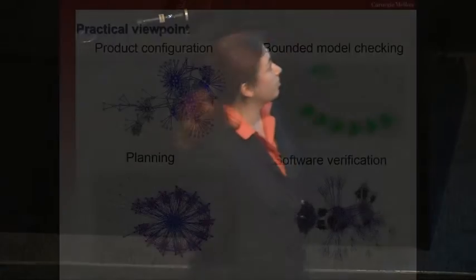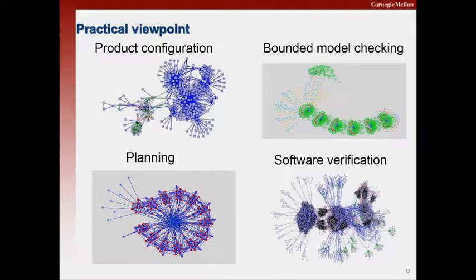So here I put some graphical representations of a number of practical problems like product configuration, model checking, planning, and software verification. And you can see that all these instances have a structure. And decision procedures exploit this structure.